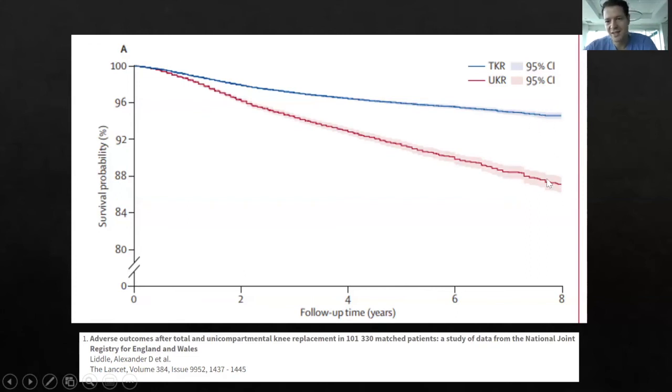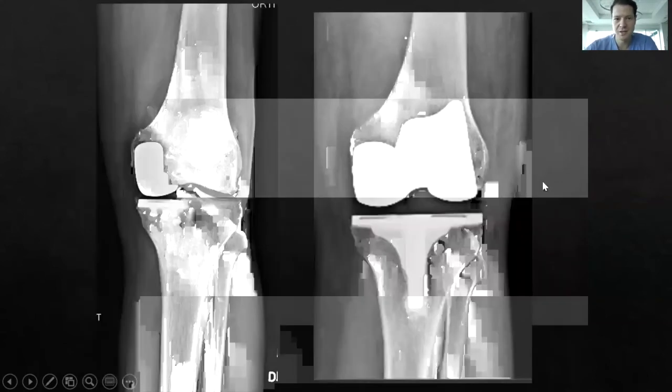And the ways that that partial knee would fail, as you can imagine, we're only replacing part of the knee. So someone could go on to get arthritis in the lateral, the non-replaced part. So that's a reason why we would have to possibly revise a partial knee to a total knee.